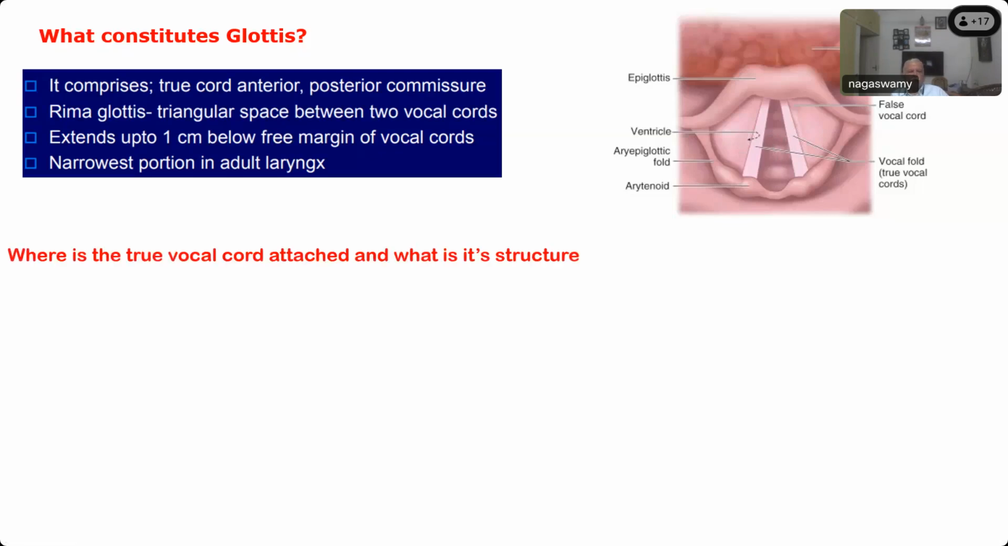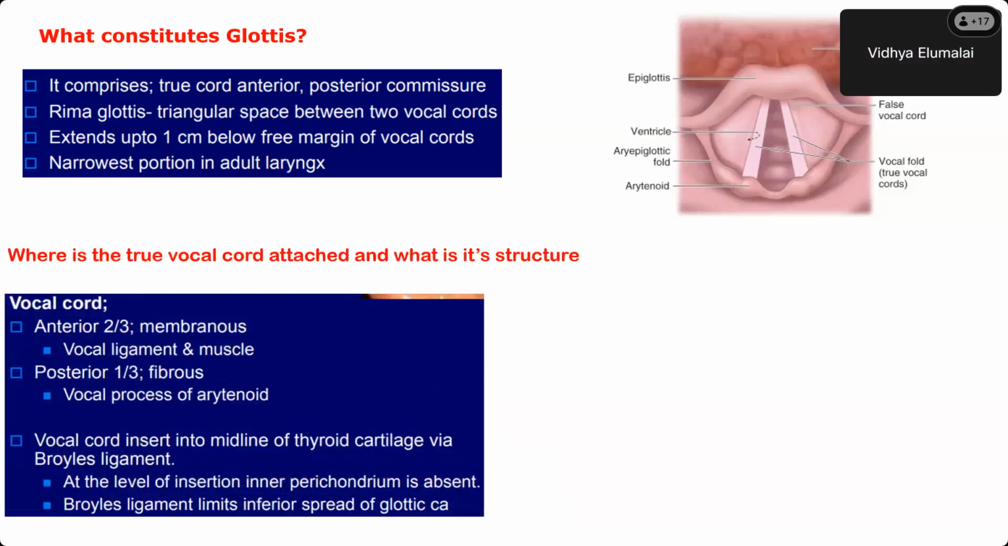So what is the true vocal cord attached to and what is its structure? Where is the true vocal cord attached and what is its structure? It is attached to the vocal process of the arytenoid posteriorly and the thyroid cartilage anteriorly. The anterior two-thirds is membranous and made up of vocal ligament and muscle, whereas the posterior one-third is a fibrous structure, to which the vocal process of the arytenoid is attached. So the anterior part is made up of vocal ligament and muscles, and the posterior part is fibrous tissue.